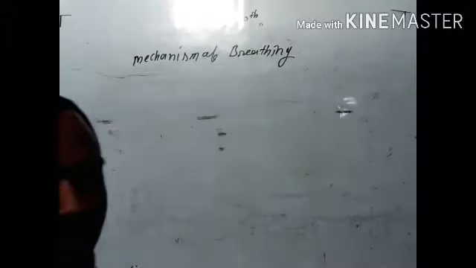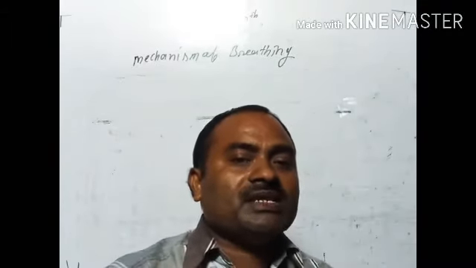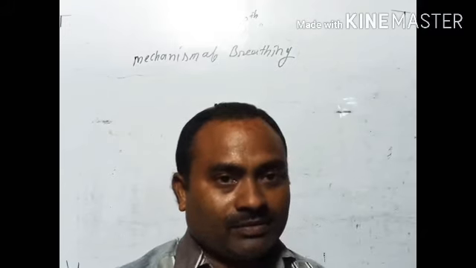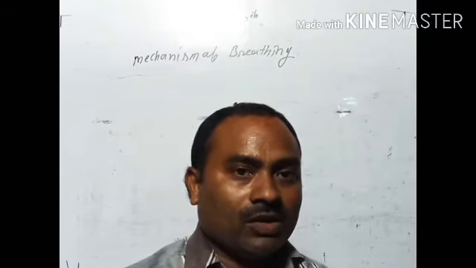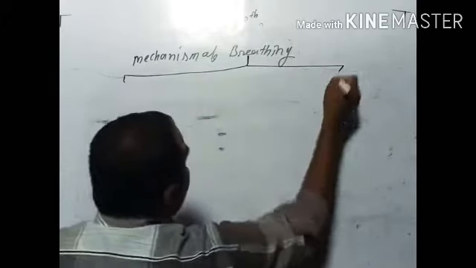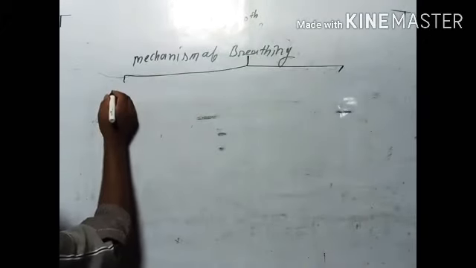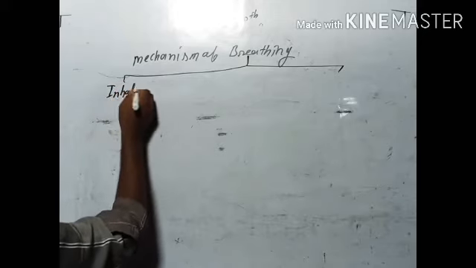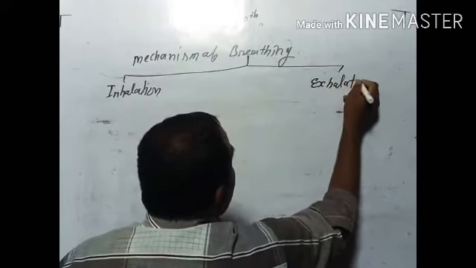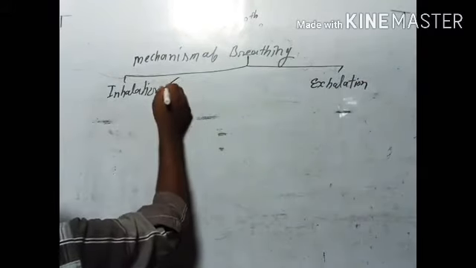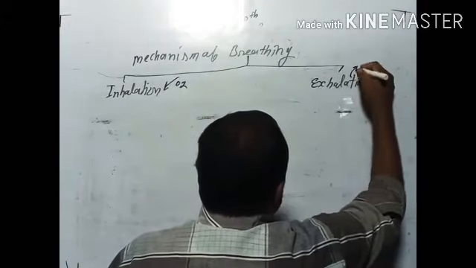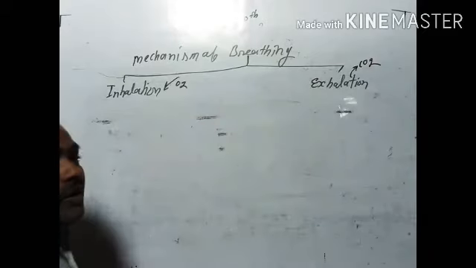Mechanism of breathing. What is breathing? Breathing is the process in which exchange of gases occurs between our body and the environment. Only exchange of gas, no other activities in this process. It has two main types: inhalation and exhalation. Inhalation means taking O2 from the environment. Exhalation means removing CO2 into the environment.